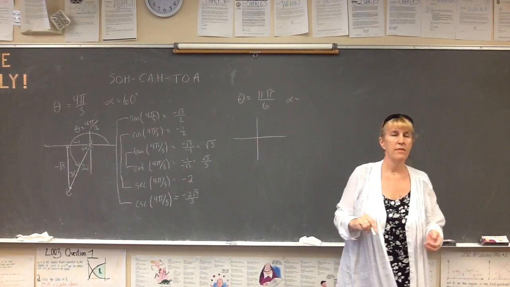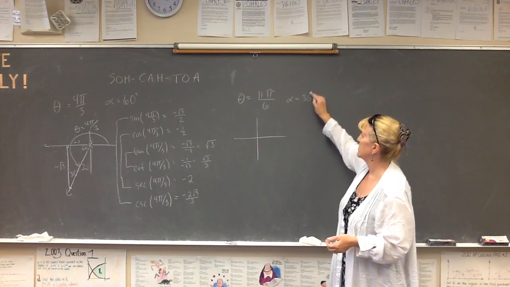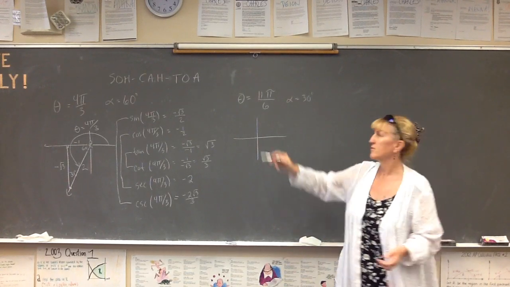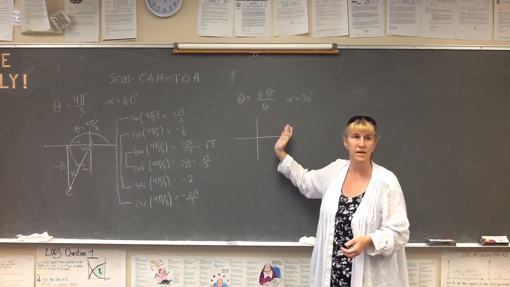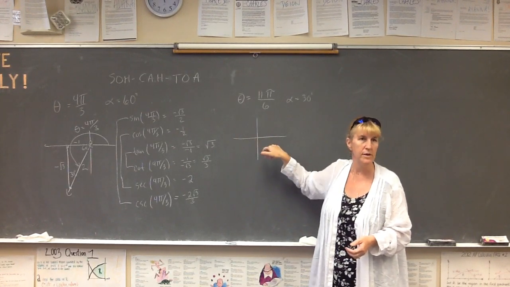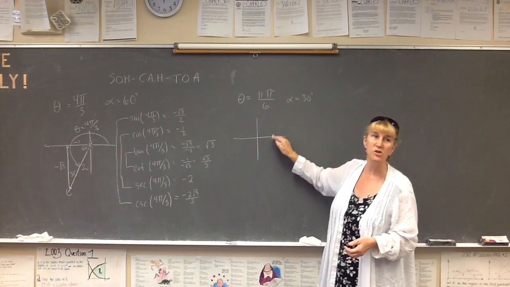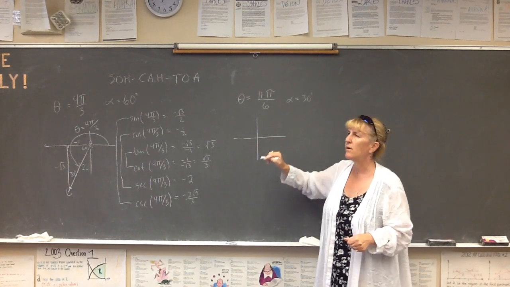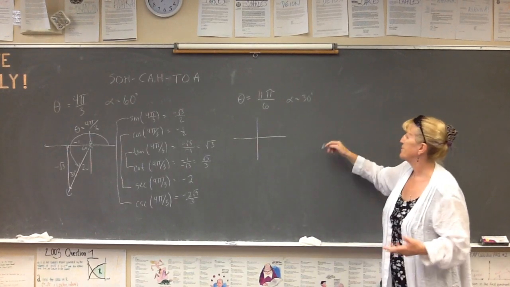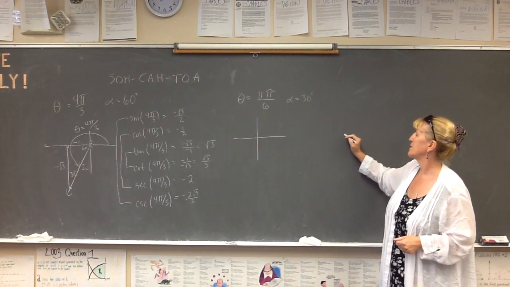What's my reference angle? 30 degrees. How do you know it's 30 degrees? 180 divided by 6 is 30 degrees, which means my pi would have been chopped up into 30, 30, 30, 30, all the way around. And that would have been the little piece that I'm shy of the whole rotation by.